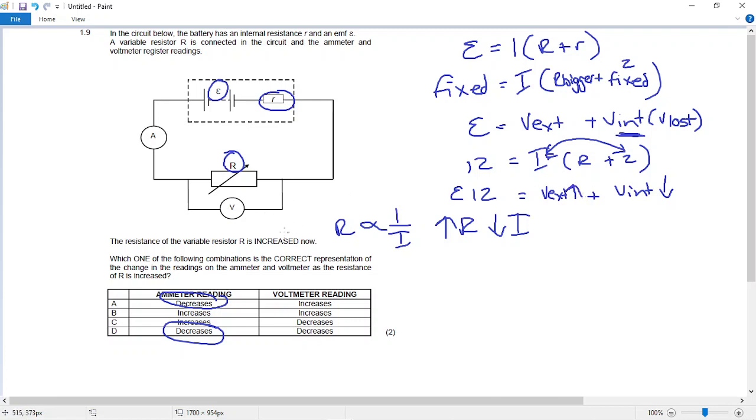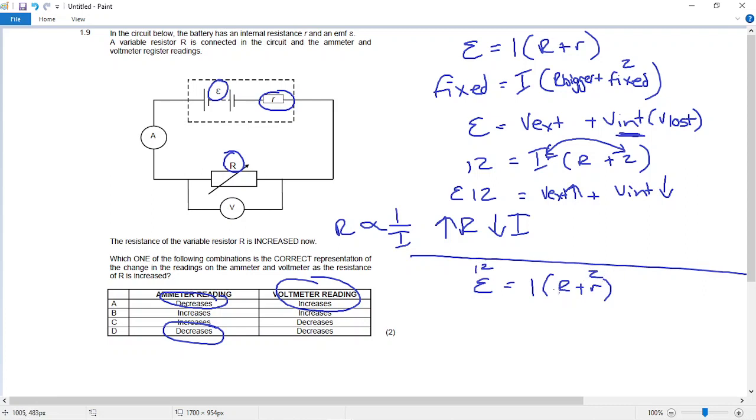So the answer here becomes A, okay? So do it with numbers, knowing that this E is fixed. If you can't understand the logic, you say E is fixed and you give it some number that's easy to work with, and you give little r, which is also fixed, a number that's easy to work with. So you say this is 12 and this is 2.